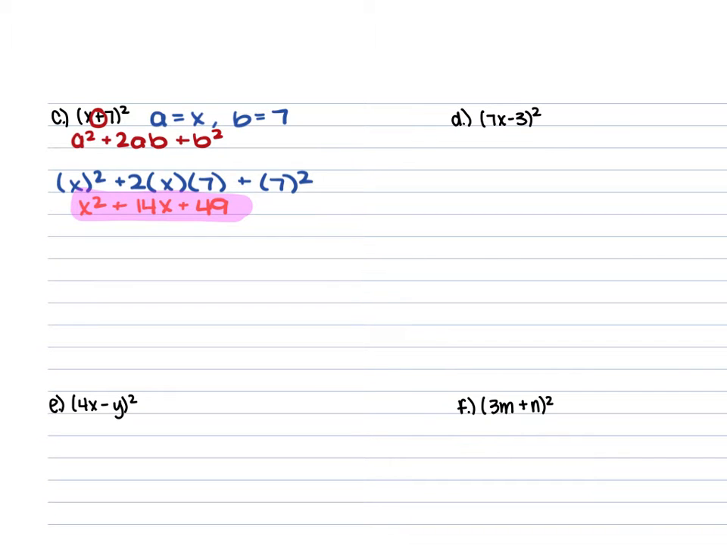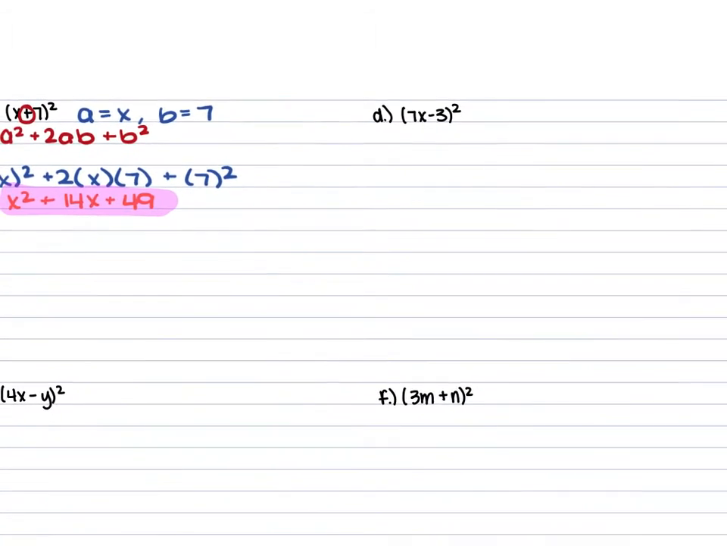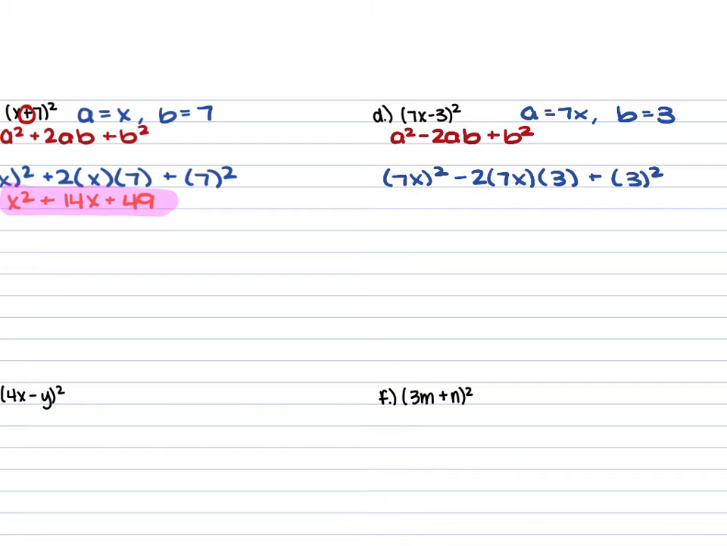For example D, we have 7x minus 3 squared. So for this one, we have that negative. So we're going to use a squared minus 2 times a times b plus b squared. Our a is the 7x. Our b is the 3. So plugging this in, we're going to have 7x squared minus 2 times 7x times 3 plus 3 squared.